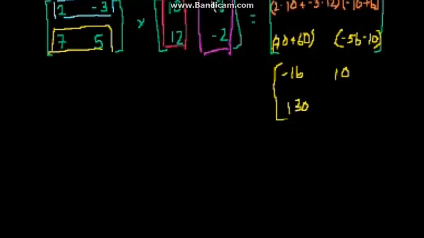7, minus 56, minus 10, so minus 66. So there you have it. We just multiplied this matrix times this matrix. Let me do another example.